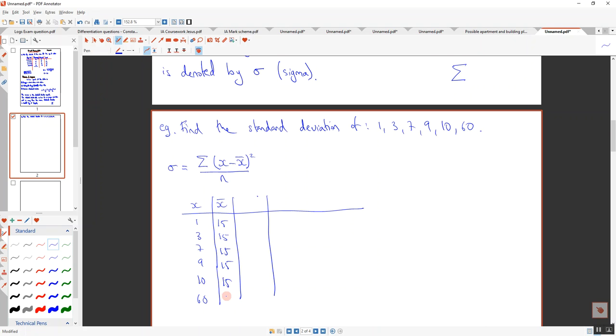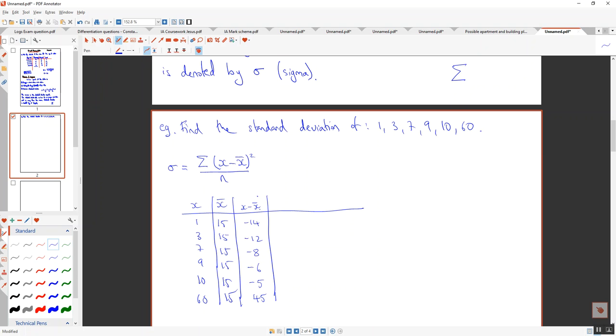So our formula says we need to do x minus x bar. So 1 minus 15 is negative 14. 3 minus 15 is negative 12. 7 minus 15, negative 8. 9 minus 15 is negative 6. 10 minus 15, negative 5. And then 60 minus 15 is 45. So that's x minus x bar. You all with me? Yeah.